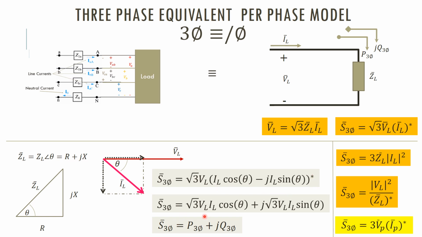So S three-phase is equal to root 3 VL IL cos theta plus j root 3 VL IL sin theta. This portion, root 3 VL IL cos theta, is the three-phase power of the system, right? Early on you got the single phase power VI cos theta, the single phase active power. But here a root 3 term comes in because it is a three-phase equivalent per phase system. As for Q three-phase, it is equal to root 3 VL IL sin theta, right? So we will move on.